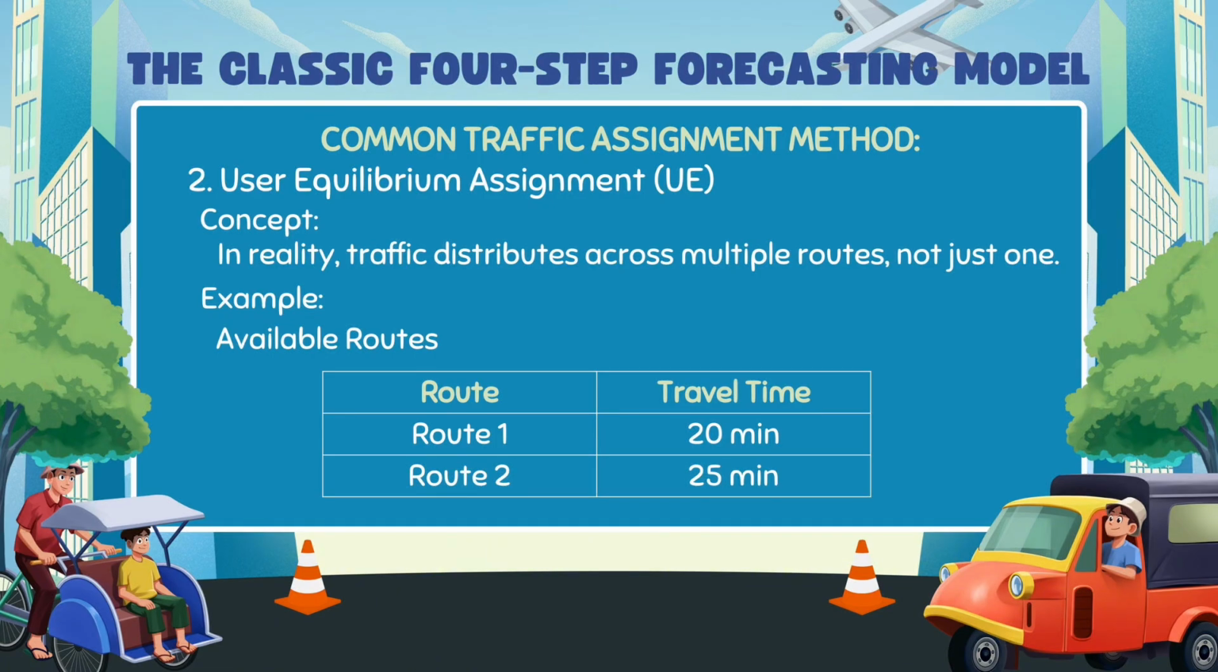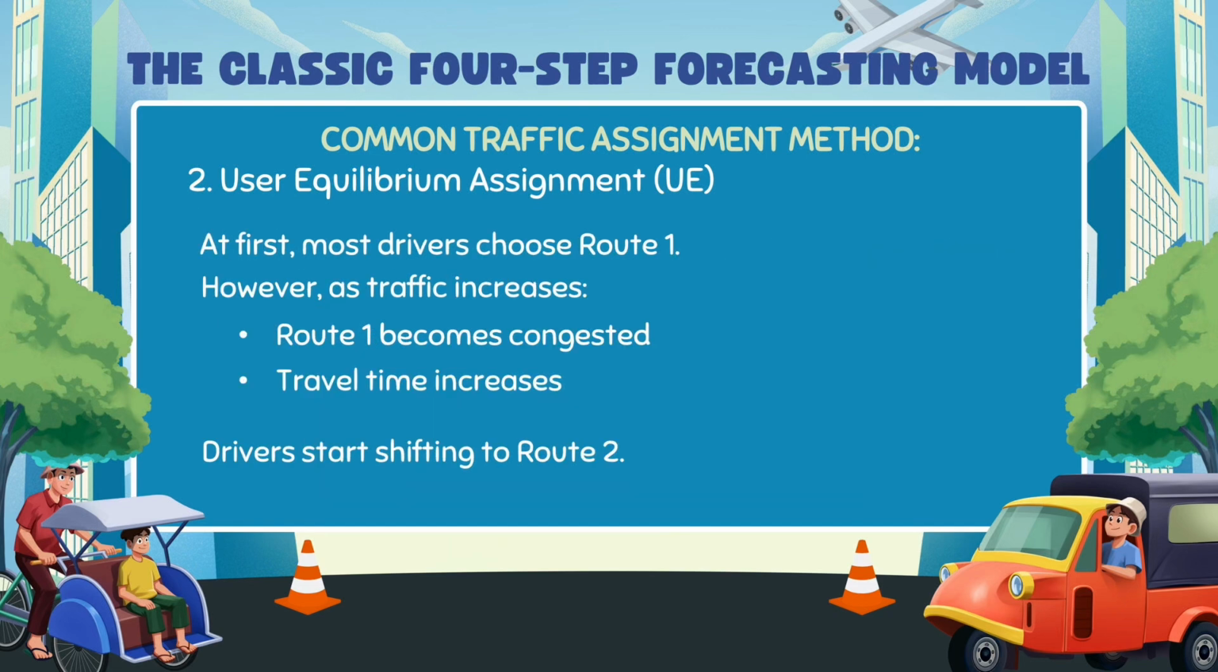For example, as you can see on the table, on route 1, we have a travel time of 20 minutes. For route 2, the travel time is 25 minutes. At first, most drivers choose route 1 because the table shows that route 1 has a shorter travel time than route 2. However, as traffic increases, route 1 becomes congested and travel time increases.